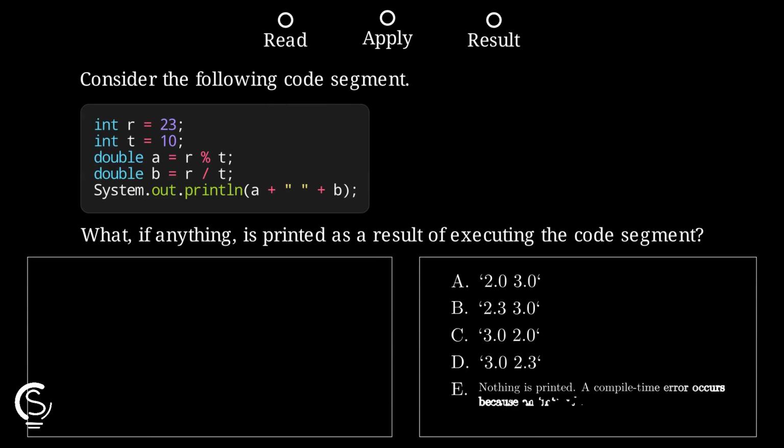First, we calculate r modulo t. Since 23 divided by 10 leaves a remainder of 3, the variable a stores 3.0 because it is declared as a double type.